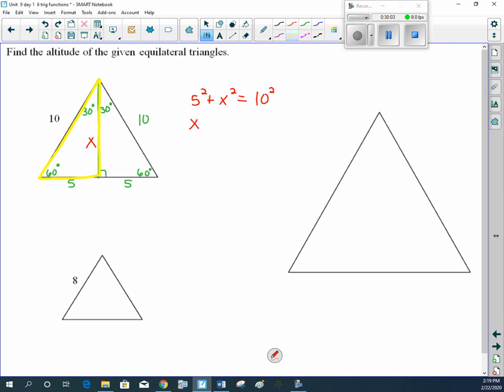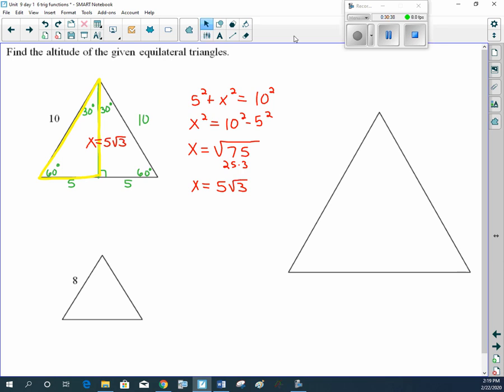Okay, so when I go ahead and solve that, that's going to be x squared equals 10 squared minus 5 squared. So x is going to be the square root of 100 minus 25, so that's 75. And if you break that down to 25 times 3, that turns out to be 5 root 3. So this altitude right here is 5 root 3. Okay, take a minute, look at that, see if you can see any patterns developing.